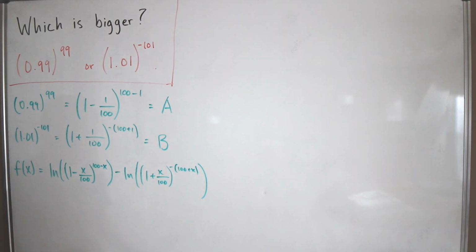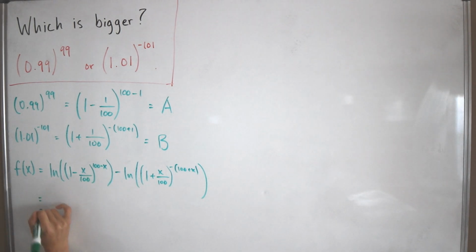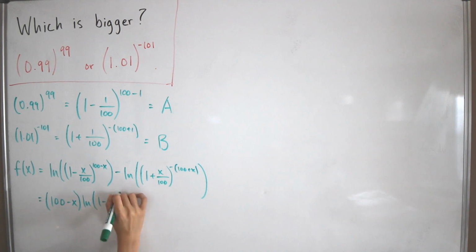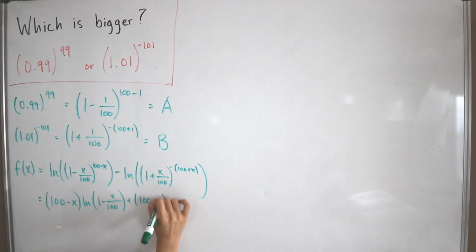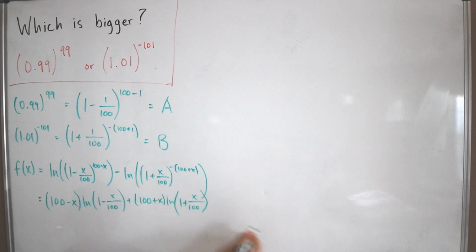Obviously we can use some logarithmic properties and move the exponent in front of the natural log, in other words write that as 100 minus x, multiplied by ln of 1 subtract x divided by 100. Then the subtraction becomes a plus as we move that exponent to the front: 100 add x, multiplied with the natural log of 1 plus x divided by 100, and then close that off.